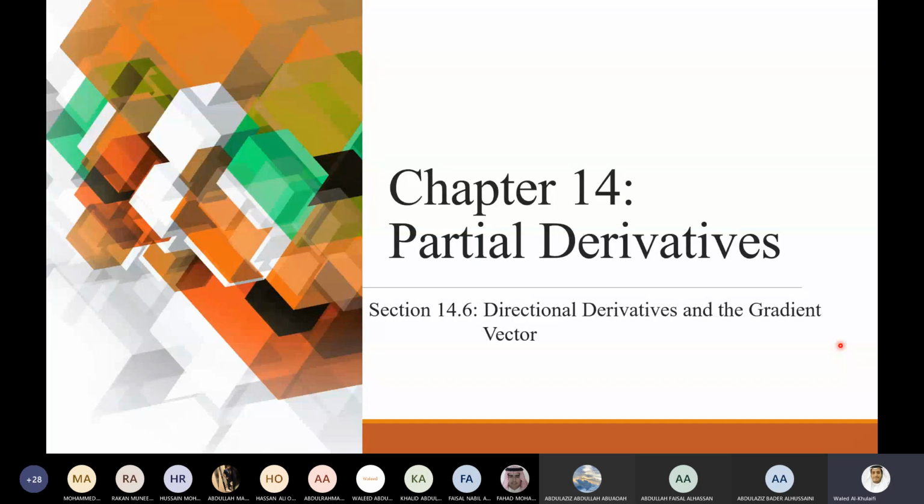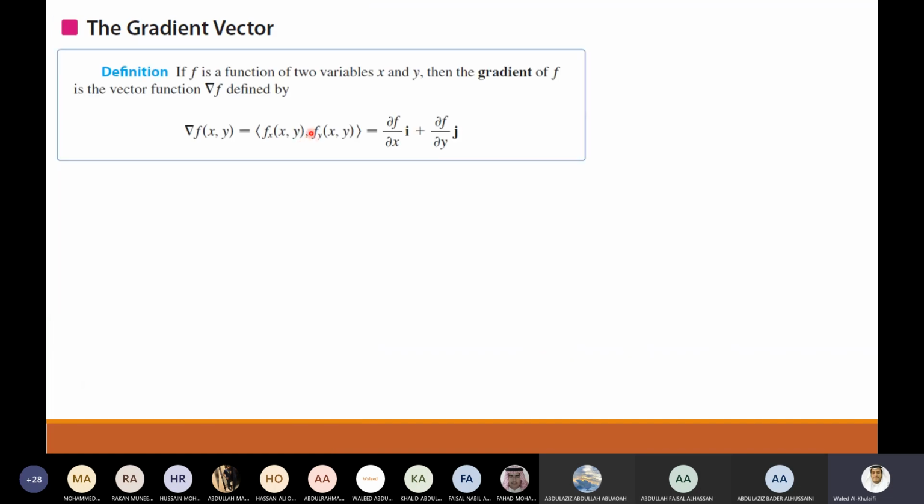This section is about the directional derivatives and the gradient. Actually, there are three things in this section, but the main two are the directional derivatives and the gradient vector. Now, the gradient vector, you're going to see it a lot. If you are a mechanical engineer or electrical engineer, you're going to see this a lot in many courses.